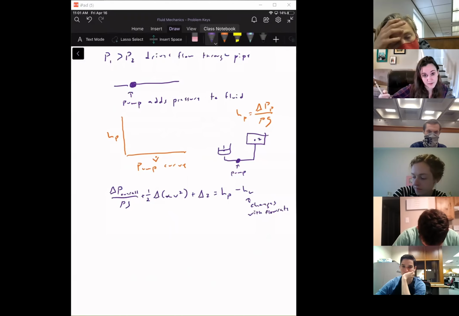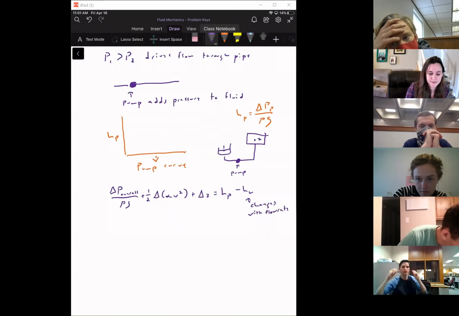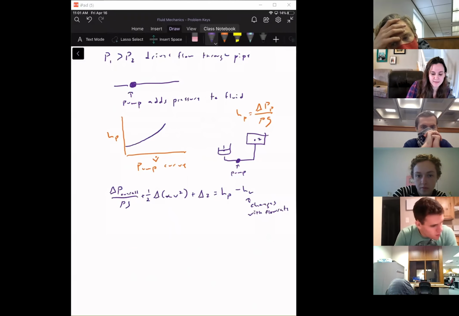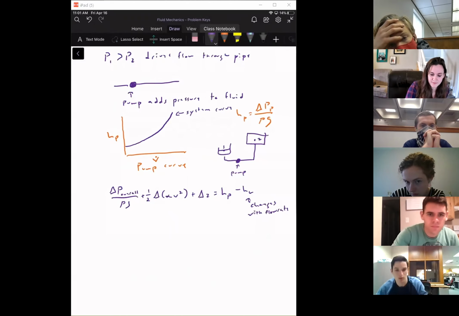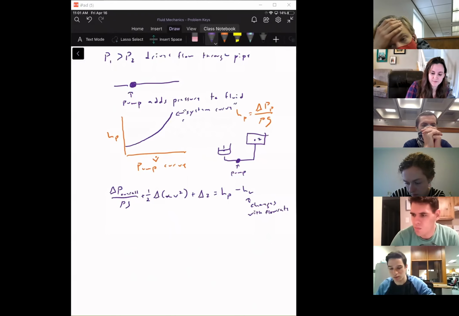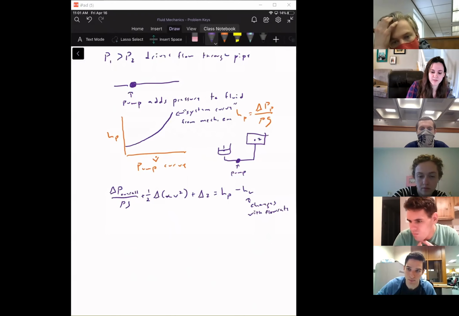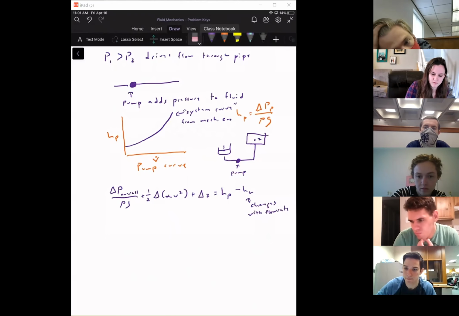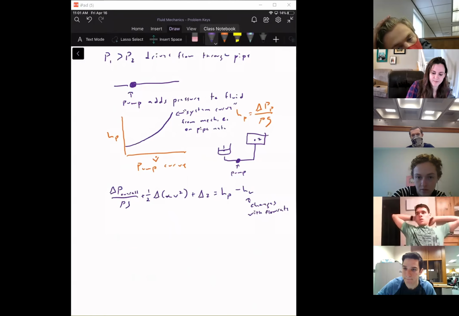So that means that the curve that comes from the mechanical energy balance on the pipe system is going to curve up like this. It's called the system curve. And it's from the mechanical energy equation on the pipe network. Okay.